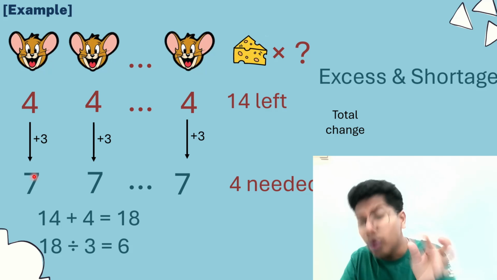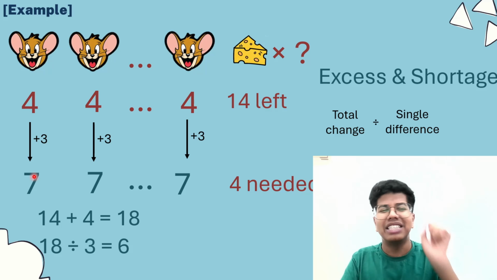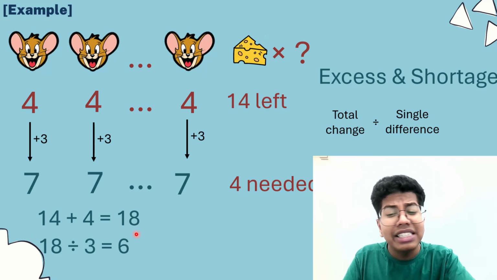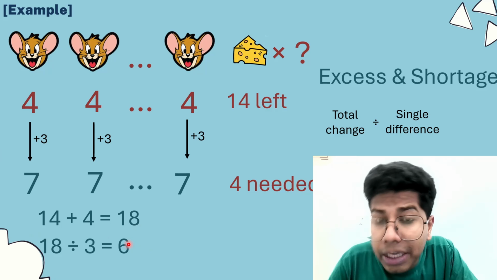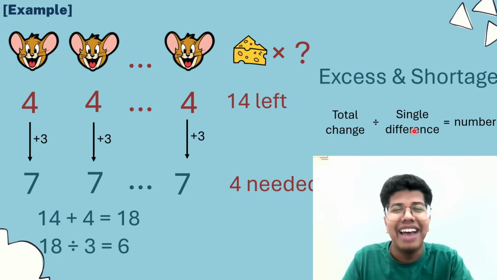And what do I have to do with this total? We have to just divide it. So divide it with the single value difference. And then what can we get? The 6. What does the 6 represent? It represents the number of Jerrys. So here in this example, it represents just the number.